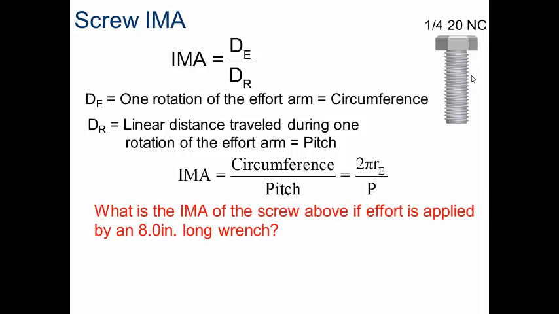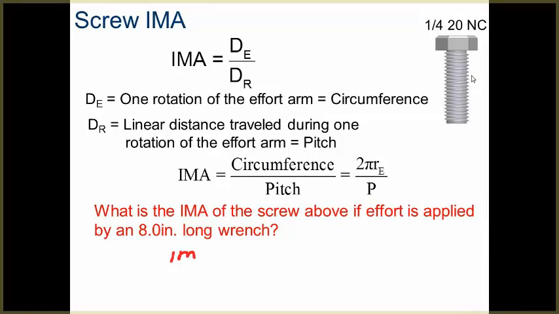So let's take a look at the ideal mechanical advantage of the screw above if the effort is applied by an 8-inch long wrench. My ideal mechanical advantage, again, is the distance of the effort. So that's the circumference that the wrench is going to go around in one complete turn. So I'm going to take 2 times pi times the radius, which is the 8-inch long wrench handle. That's all going to be over the pitch of the screw. The pitch, again, is how far down linearly it would go in one rotation.